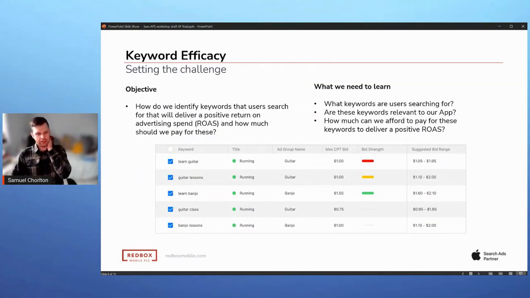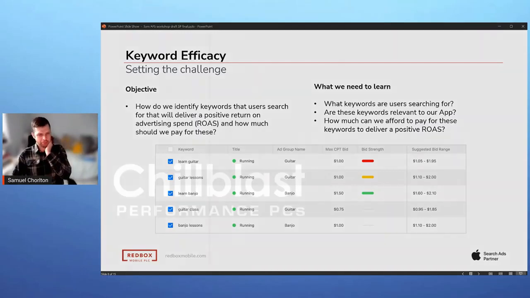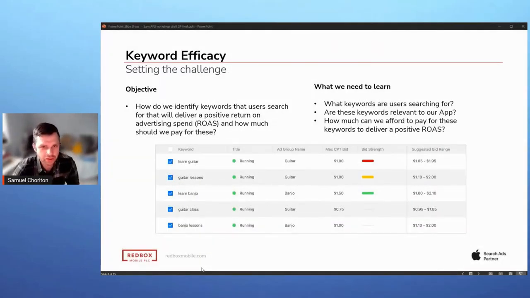Keyword efficacy is a really big part of this: how do we identify keywords that users search for? That's a massive challenge. I don't think anyone's got a completely solved solution for that, but we'll talk about some of the techniques you can explore. And how do we work out which of those are going to deliver us a positive return on our investment, and how much should we spend on them to make sure that we meet those objectives?